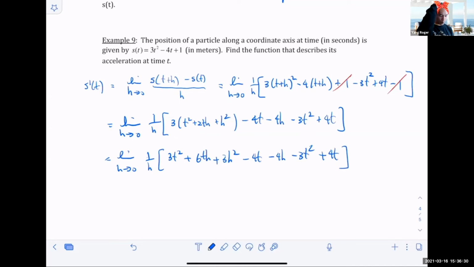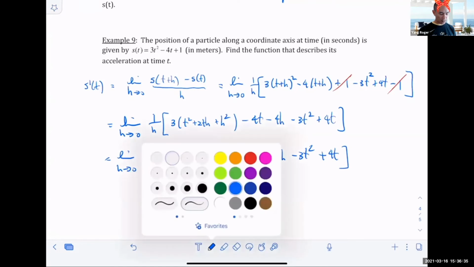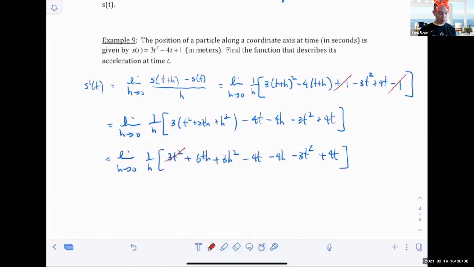Okay. All right, let's see if things cancel out for us. We got the 3t squared that cancels out with a minus 3t squared. We got a minus 4t and a plus 4t canceling out. And it seems like everything else involves an h. H here, h there, h there. So I'm going to factor out the h. So when I factor out the h, I get the limit as h goes to 0, an h on top with an h on bottom, and it's 6t plus 3h minus 4.